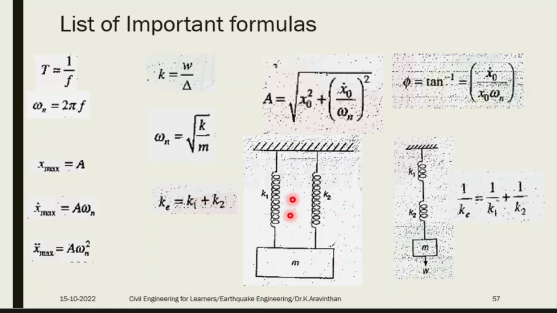If it is connected in parallel, and series means one column above the other, and if you have columns in the parallel direction, it is called a parallel connection. If your columns are in parallel, you can add them. If your columns are in series, what you have to do? You have to find 1 by k. That is the difference. E stands for effective. The effective stiffness is 1 by k1 plus 1 by k2 equal to 1 by k effective.